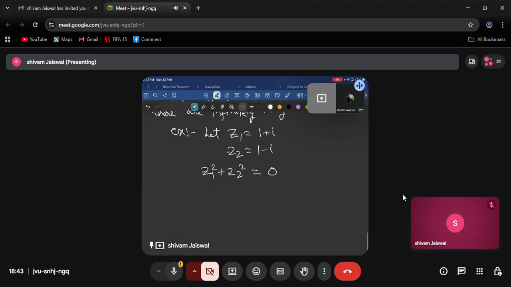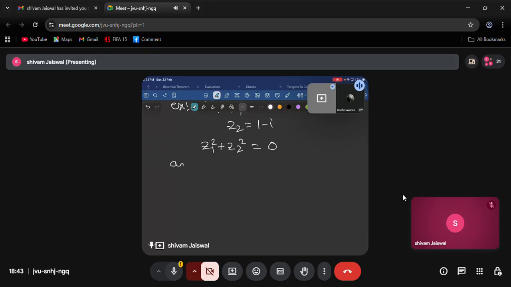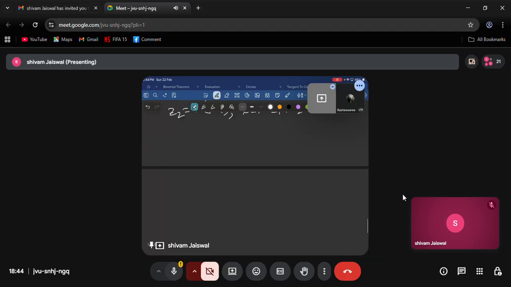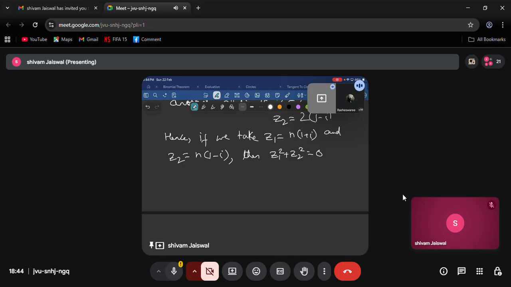Okay. Now over here, I'm going to take another solution. Another solution is z1 equal to 2 into (1 plus iota) and z2 equal to 2 into (1 minus iota). Now tell me, how many solutions? Still z1 square plus z2 square is equal to 0. So I'm going to generalize it. If we take z1 equal to n into (1 plus iota) and z2 equal to n into (1 minus iota), then z1 square plus z2 square is equal to 0 only. Now you put any real number as n. You'll always get 0.